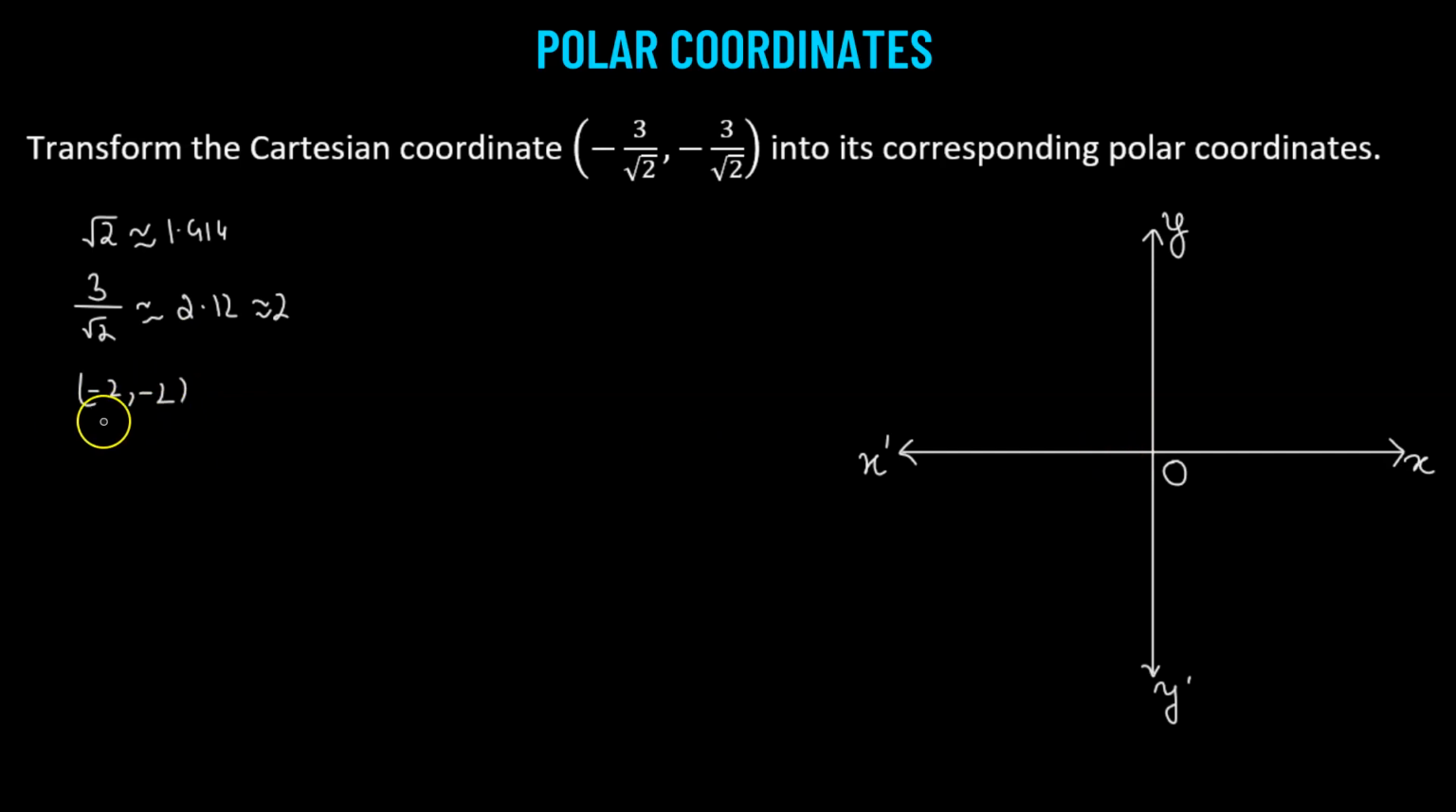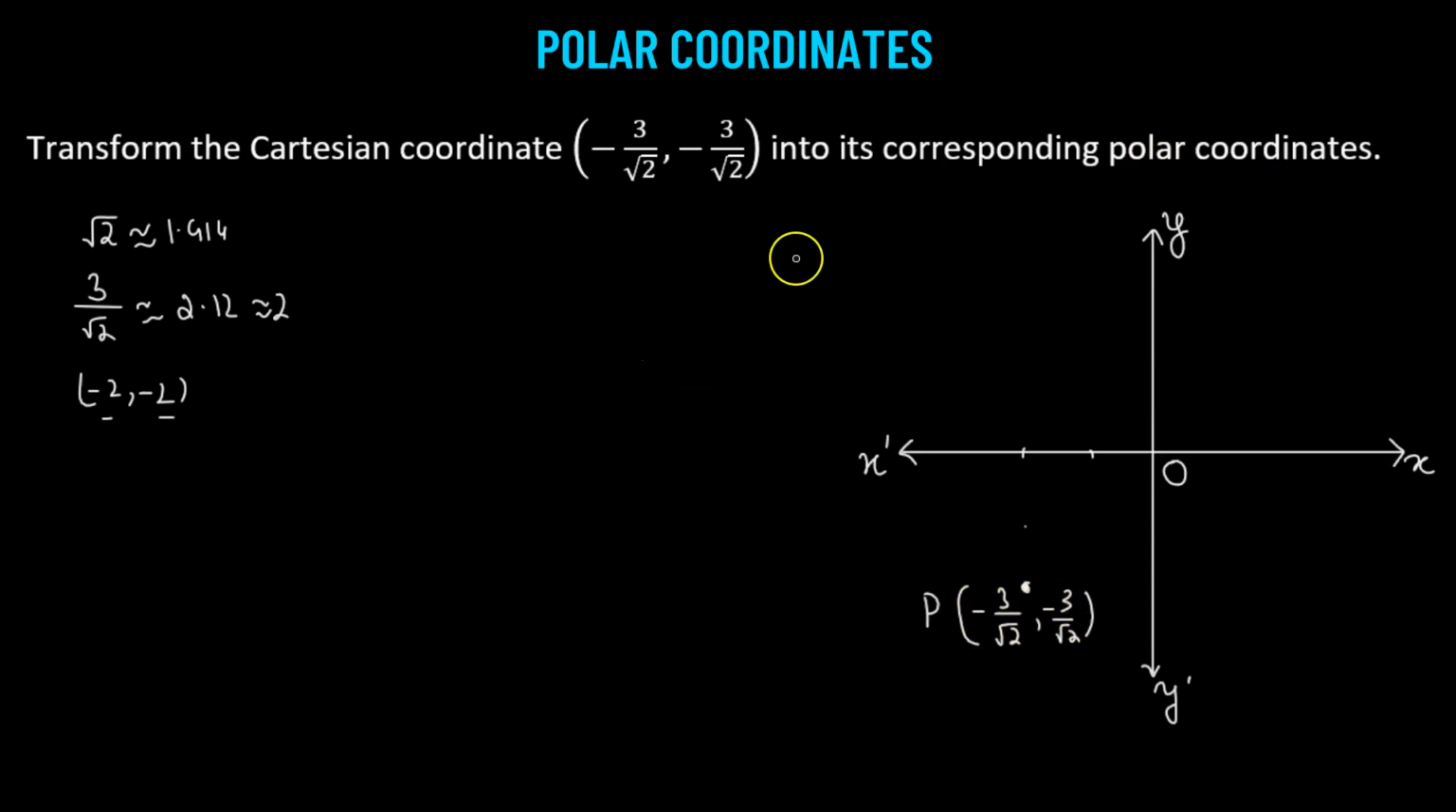Since both the x and the y coordinates are negative, we're going to lie on the third quadrant. So here we have -2 on the negative x-axis, and then we go 2 units along the negative y-axis. So this is going to give us the point (-3/√2, -3/√2). Fine. So our goal will be to convert this Cartesian point to its corresponding polar coordinate.